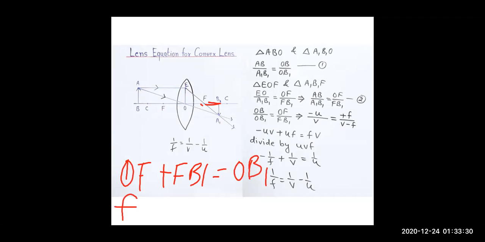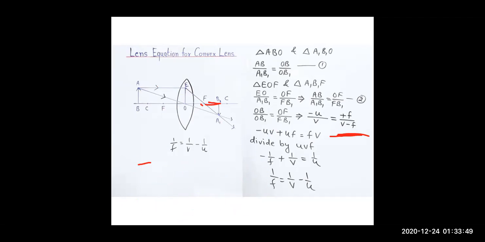FB1 we don't know, we are writing as it is, and OB1 is the image distance, that is V. So can I write FB1 equals V minus F, right? F will go that side, it will become negative, so it is V minus F. Now if you solve, this will go on this side, V will go on that side, you will get this. Dividing this equation by U, V and F, and rearranging, you are going to get the lens equation, that is 1 upon F equals 1 by V minus 1 by U. So I think this was very simple, it is clear.